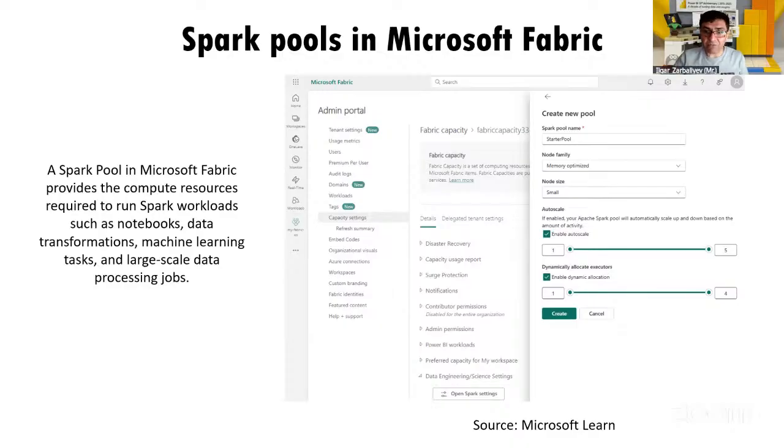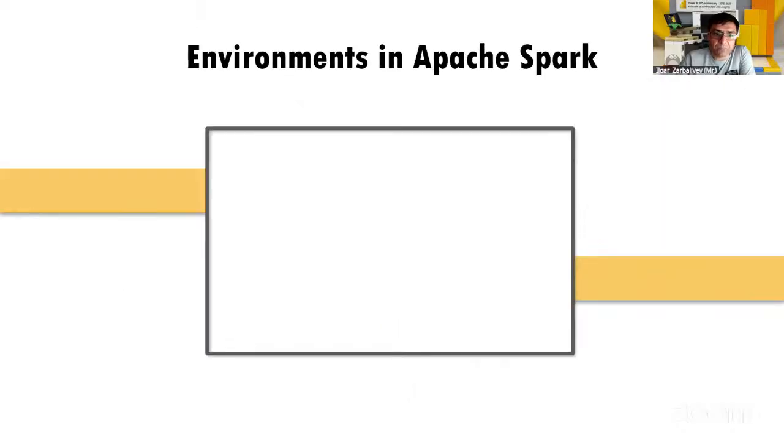So far, we have focused on the compute layer that powers Spark workloads in Fabric. But compute resources are only one part of the story. To ensure consistency, compatibility, and the right set of libraries for your workloads, Fabric also provides Spark runtimes and environments. In the next slide, let's explore how runtimes and environments work and why they are important when developing Spark solutions in Microsoft Fabric.